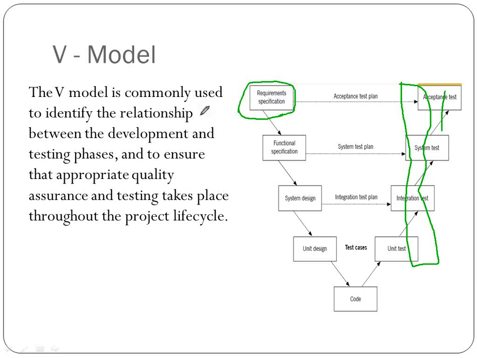What is the testing team doing at that time? They are writing the acceptance test plan. Why are they doing it? Because requirements will give you expected results. So in the acceptance test plan, you say my end result should be equal to my expected results. And those expected results are defined in the requirement specification.